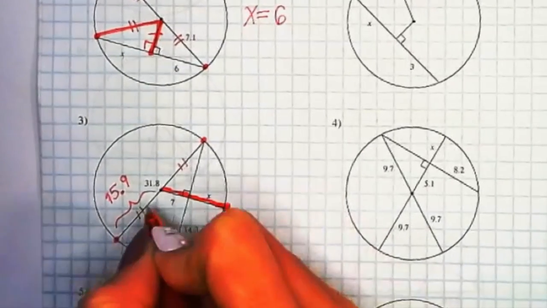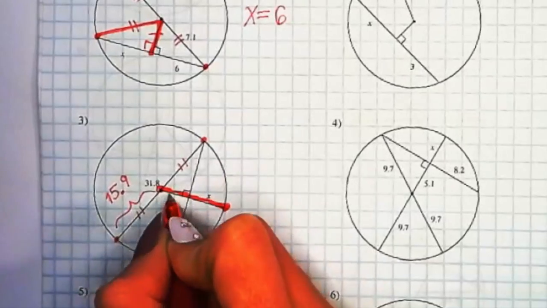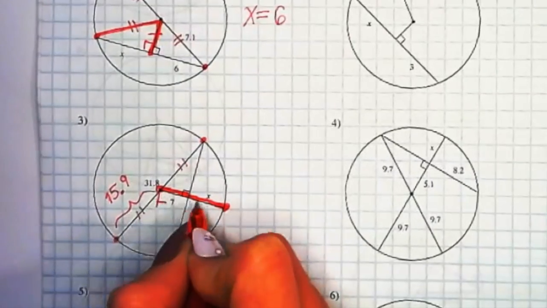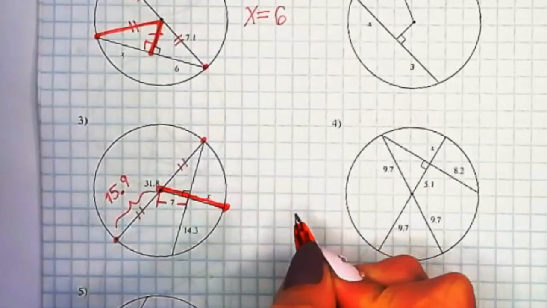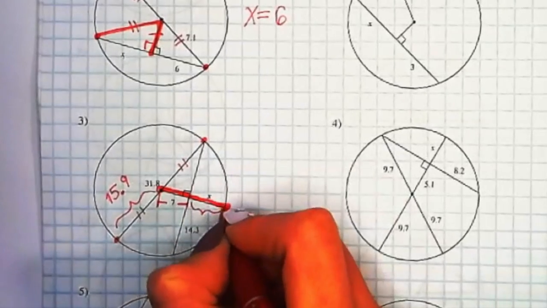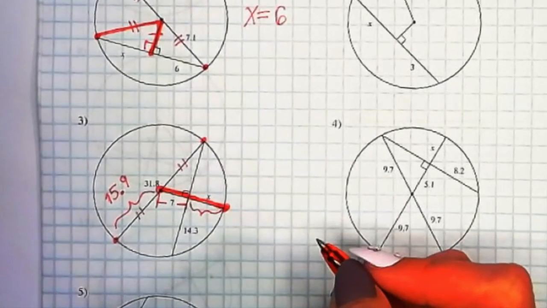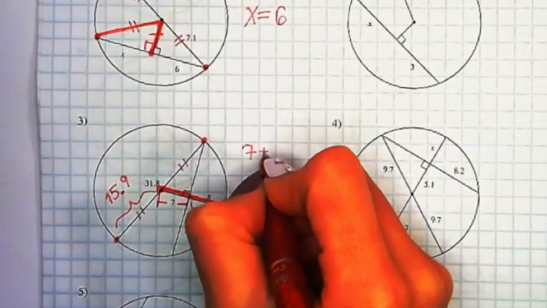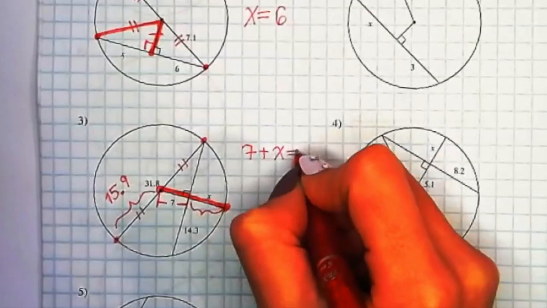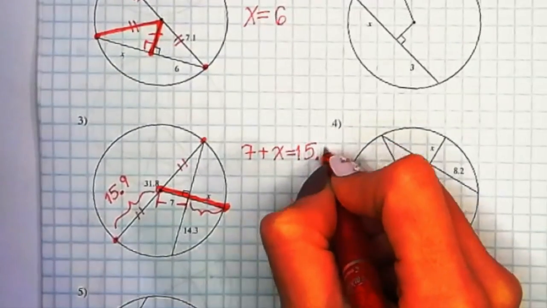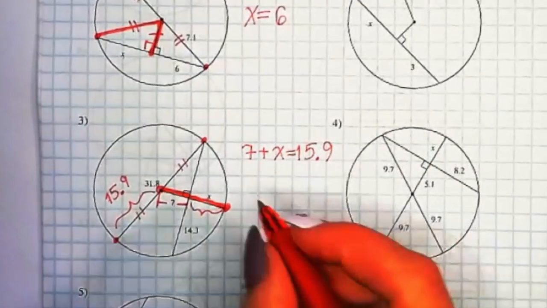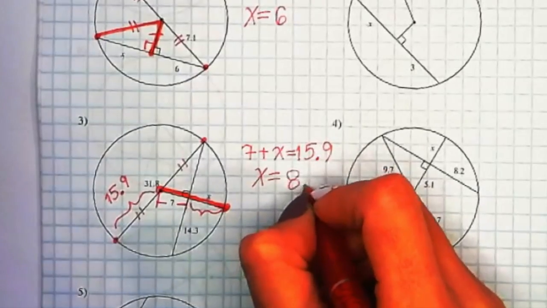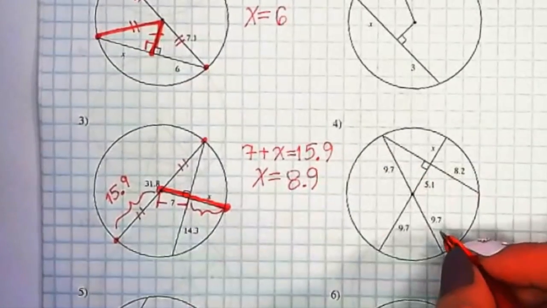If this piece is 15.9, and I also happen to know that the piece from right here to right here is 7, how can I figure out the length of x? 7 plus x must equal 15.9. Subtract 7 from both sides, and we find that x is equal to 8.9.